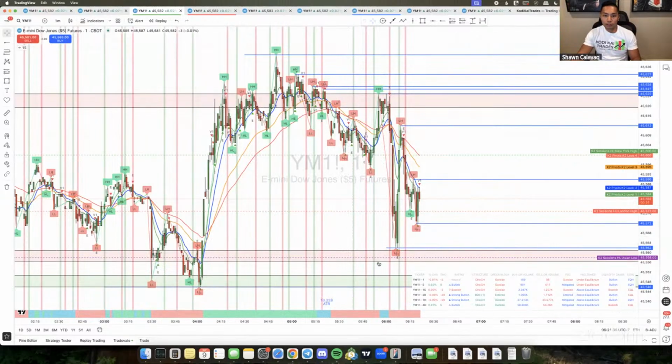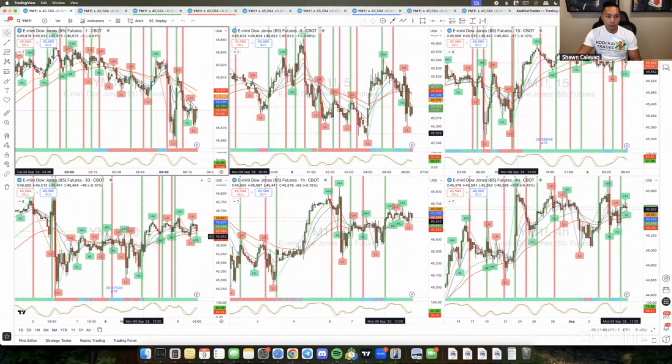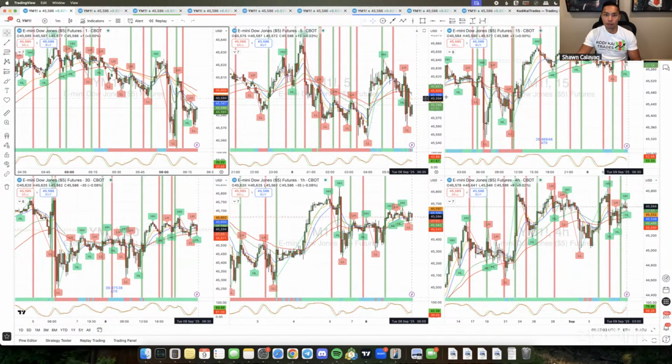Looking at our overall bias for today. Looking down at our market structure, it's currently, for the most part, bullish. The 1 minute's currently neutral, 5 minutes bullish, 15 minutes bearish, 30 minute, 1 hour, 4 hour, all bullish. Looking over here at the overall trend, the 1 minute's bearish, 5 minutes bearish, 15 minutes neutral, 30 minute is bullish, 1 hour is bullish, 4 hour is bullish. So the higher time frames over here are bullish. The lower time frames here are bearish neutral.